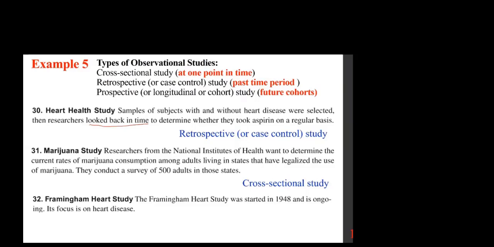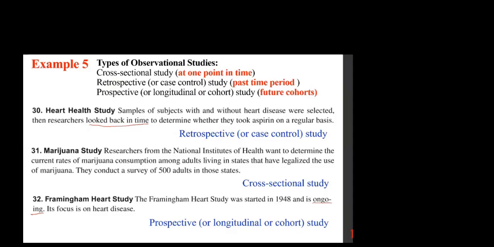And the last one. Framingham Heart Study. The Framingham Heart Study was started in 1948 and it's ongoing. It's focused on heart disease. So let's see. It's ongoing. So basically, you look for a keyword and you have the answer.